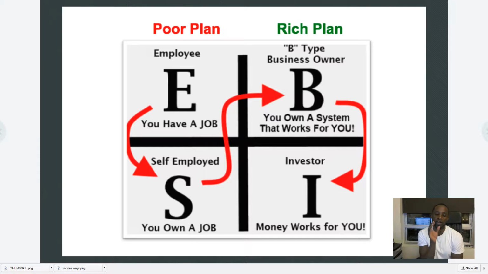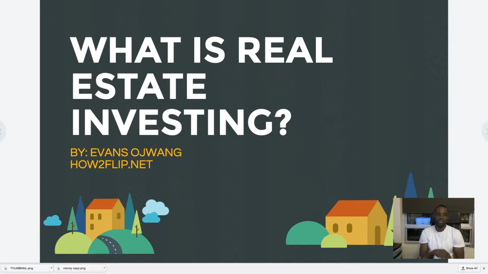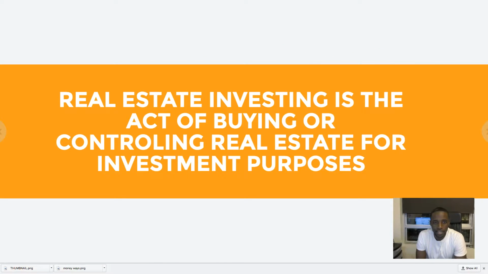So real estate investing, I'm going to go back to this in a little bit. Let me go over to real estate investing, and I'm going to come right back to this so I can explain, so you'll have a clear picture of what I'm talking about in just a moment. So what is real estate investing? Real estate investing is the act of buying or controlling real estate for investment purposes.